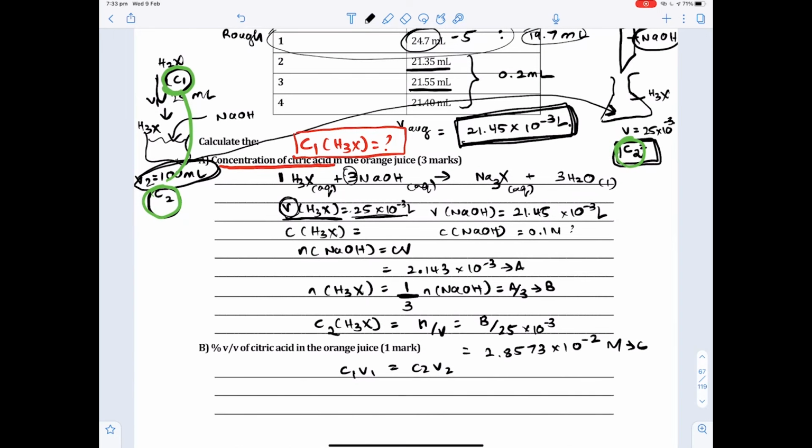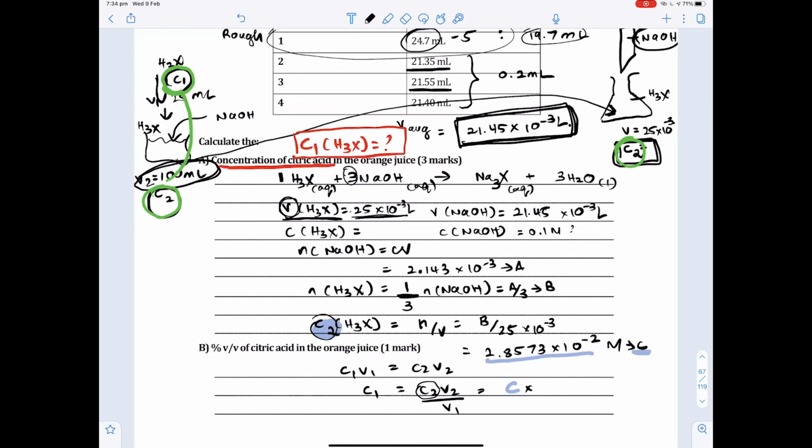What is C1? C1 is equal to C2 V2 divided by V1. That's C2, because that's what we just found. We stored it as C. Sorry, I said B earlier, apologies. So again here, let me just highlight that for you. C2, we got this value here. We stored it as C, so I'm going to be using a C here.